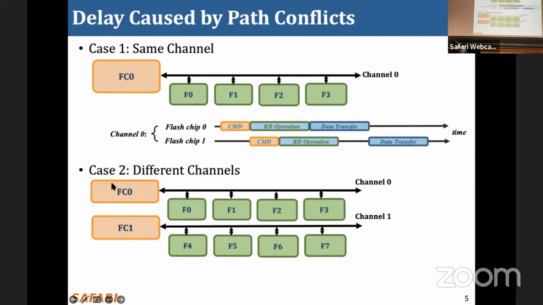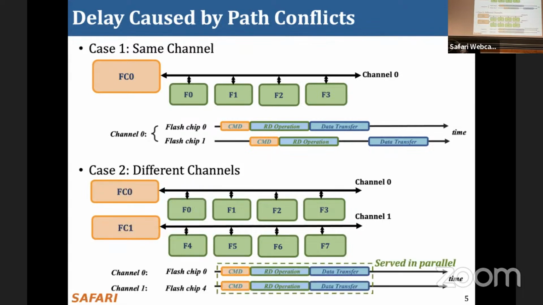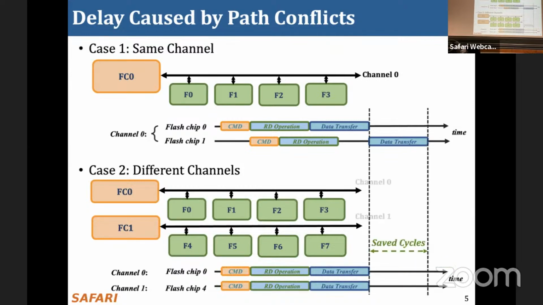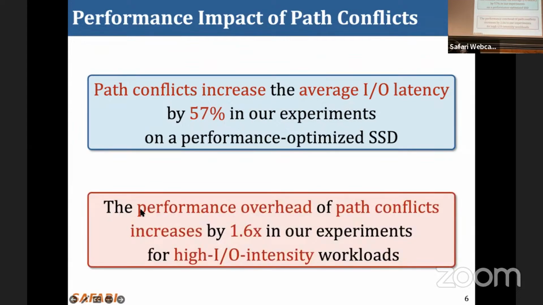Well, if we can actually send our requests to different channels, clearly you can do everything in parallel. And that's the saved cycle that you can get. So we did some experiments. And we observed that path conflicts increase the average I/O latency by 57% in our experiment on performance-optimized SSDs. And the performance overhead of path conflicts increases by 1.6 times in our experiment for high I/O intensity workloads.